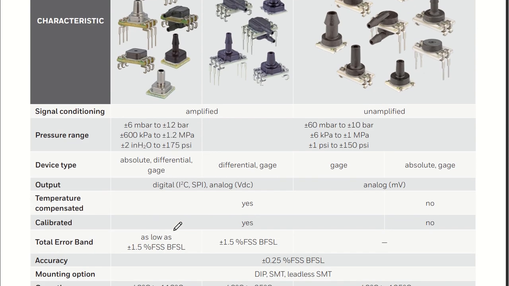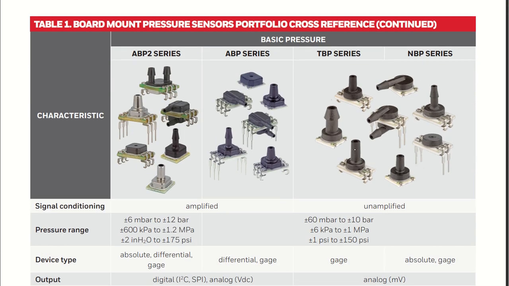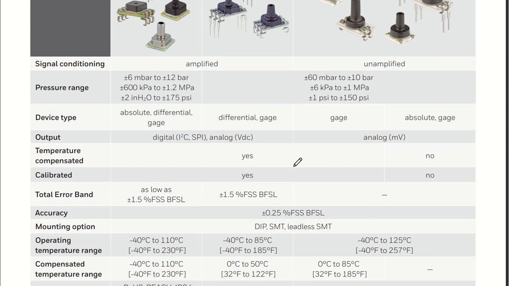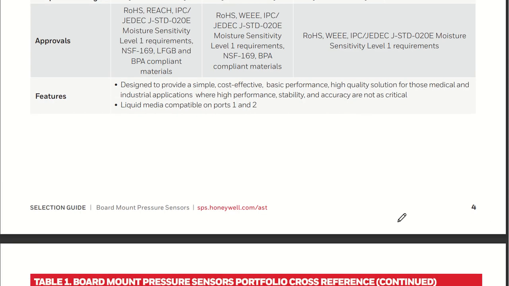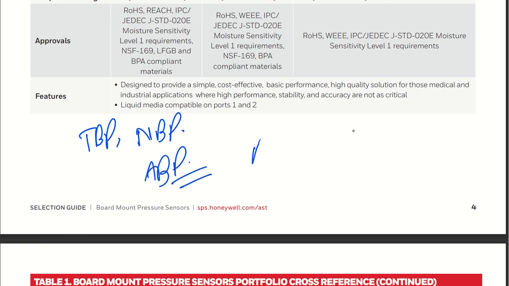Next, let us talk about the next. Just now we saw the ABP series, TBP and NBP series. Got it? And these were the pressure ranges available. We can get this from our data sheet as well for the particular application that we are going to utilize. Okay, now you can see some of the approvals, like RoHS, REACH, IPC or JEDEC. Everything is available, so there is nothing to worry about. That's why I'm telling you we will concentrate on the TBP series, NBP series, and later on the ABP series for our basic application.